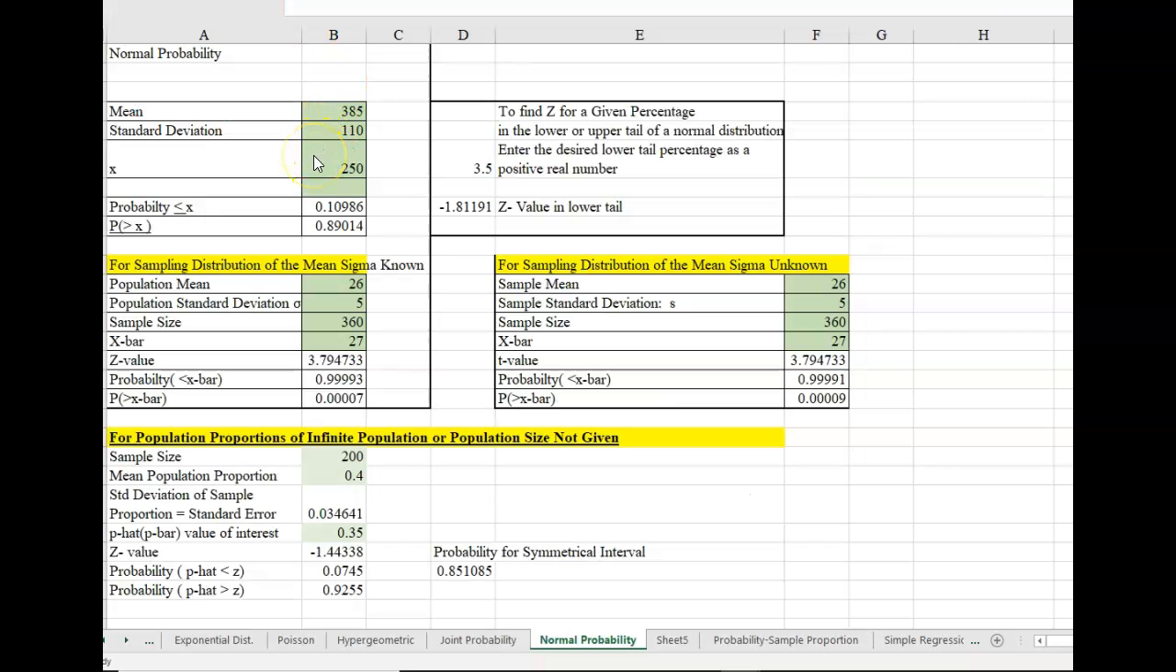Part B, the probability of a fare $250 or less, we use the same process. Changing the x value to 250 instead of 550, the probability that x is less than 250 is 0.1099 to 4 decimal places.